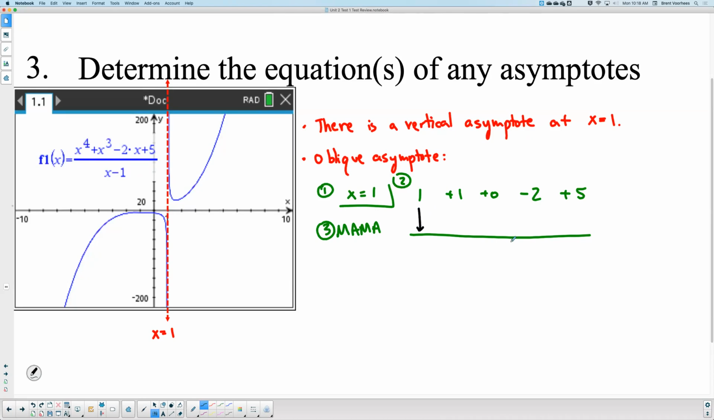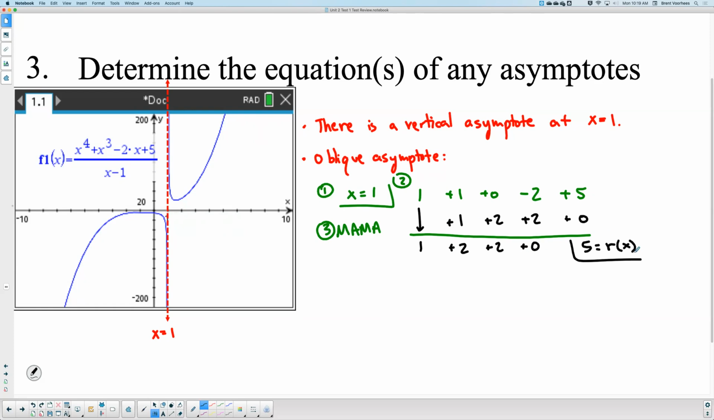Okay. So we drop the 1 and we multiply first. 1 times 1 is 1. What's 1 plus 1? 2. That's a positive, so I put that. So that's a positive. Okay, what's 2 times 1? 0 plus 2. 2. Multiply again. 2 times 1? 0. And 0 times 1 is 0. And we end up with positive 5 as our remainder.